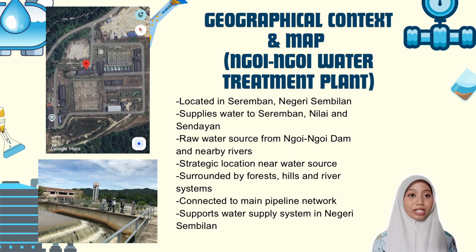The surrounding areas also consist of forests, hills and river systems, which helps support a stable and continuous water supply. In addition, the plant is connected to the main pipeline network for efficient water distribution. Overall, the geographical location of the Moi water treatment plant is very suitable because it is close to the water source and supports the water supply in Negeri Sembilan.